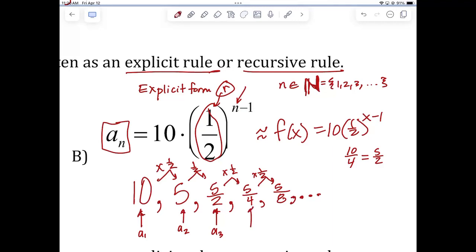I don't have to keep generating these terms recursively to get up to 100. I can just plug it in directly. So it's nice to have both.